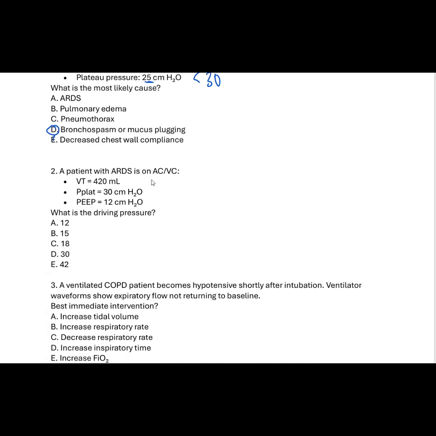A patient with ARDS on ACVC: the tidal volume is 420, plateau is 30, and the PEEP is 12. So what's the driving pressure? Remember, we said that driving pressure is the difference between your plateau minus your PEEP. So that will be 30 minus 12. And the answer there will be, very good, 18, guys.